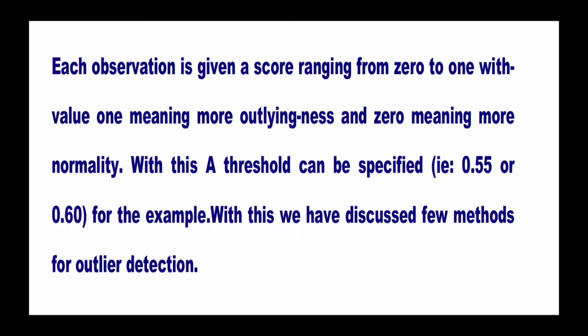With this, we have discussed few methods for outlier detection. Both parametric and non-parametric were discussed. Now, to conclude, a database may contain data objects that do not comply with the general behavior or model of the data. Such data points which are grossly different from or inconsistent with the remaining set of data are called outliers. Most data mining methods discard outliers as noise or exceptions.